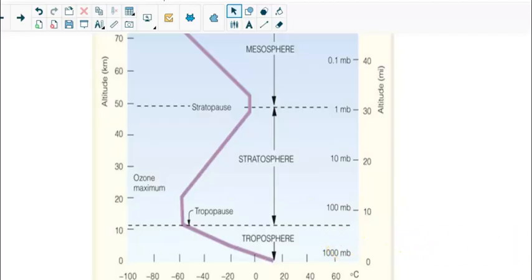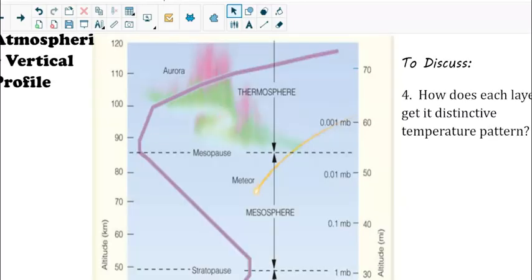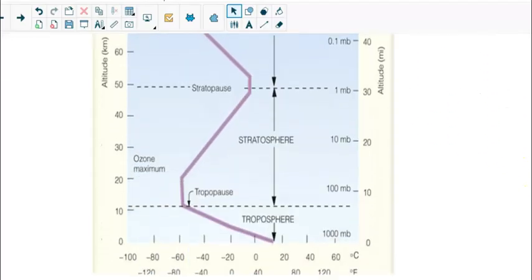Okay, going on to the next topic here. How does each layer get a distinctive heat pattern? When you think of the sun warming up the earth, what type of heat transfer is that? It's radiation. So we get radiant energy from the sun, and it heats up the troposphere, and it really hits the surfaces, and that's where it heats them up. Radiant energy does the most by hitting a surface and heating that surface up. It excites those molecules. Those molecules have kinetic energy, and they produce heat.